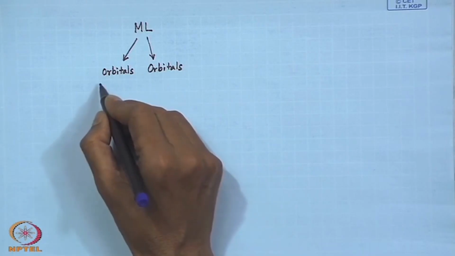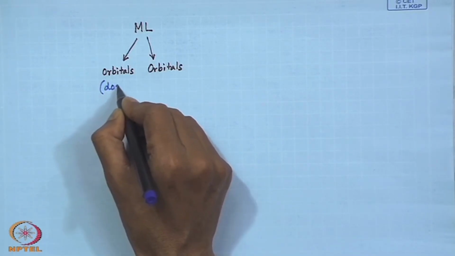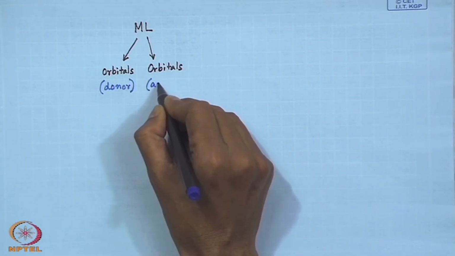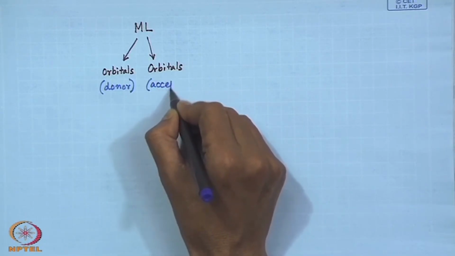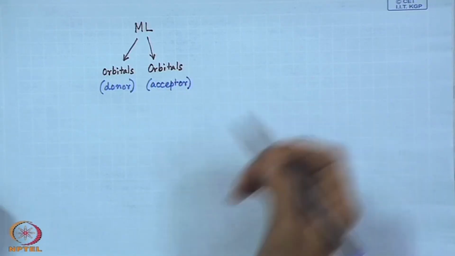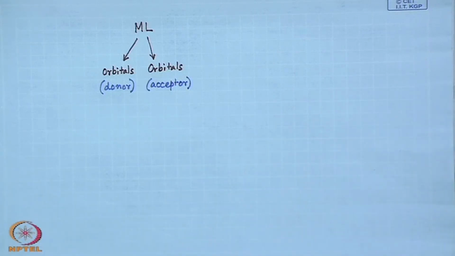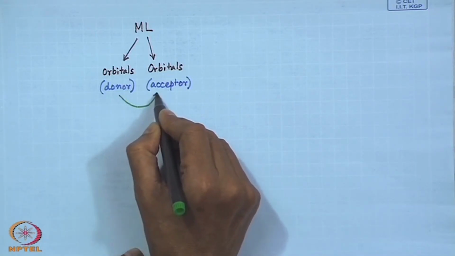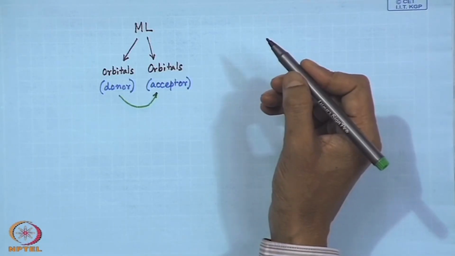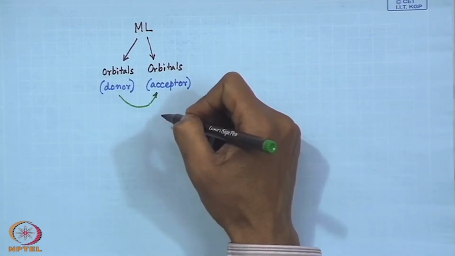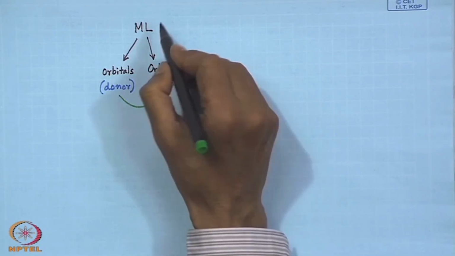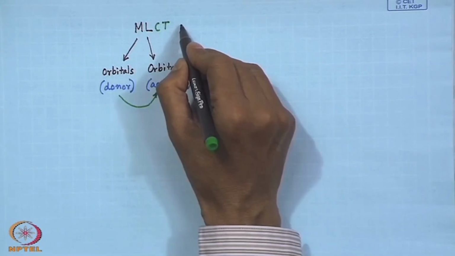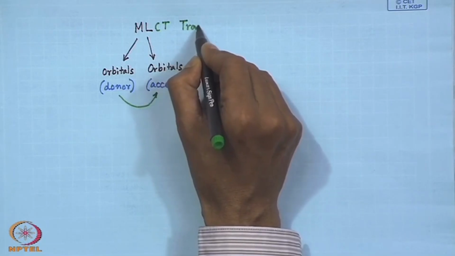So if the metal orbitals can function as a donor orbital and the ligand can function as an acceptor orbital, then what do we expect? We expect that there should be charge transfer from the low lying metal orbital, which is the donor orbital, to the acceptor orbitals which are higher in energy, and as a result we get the metal to ligand charge transfer transitions.